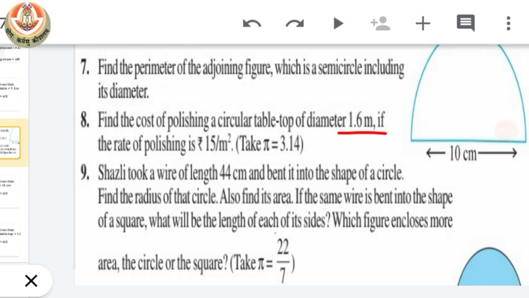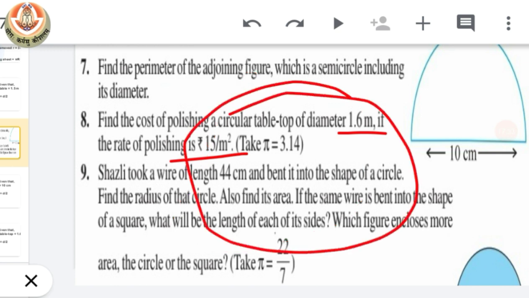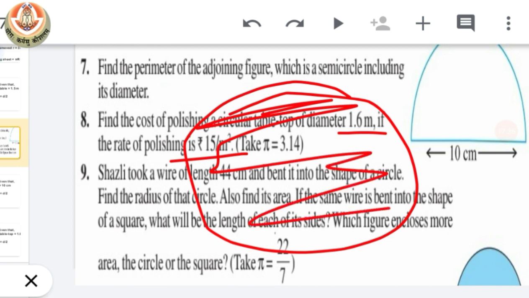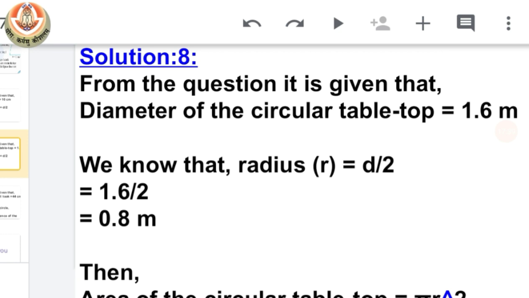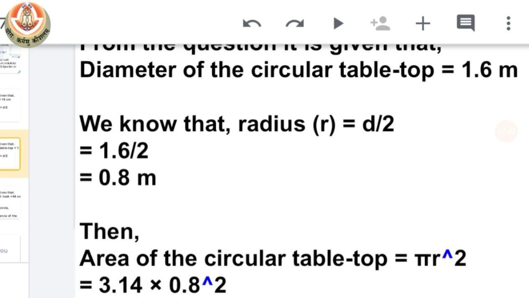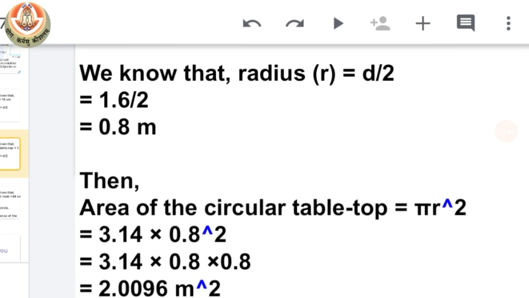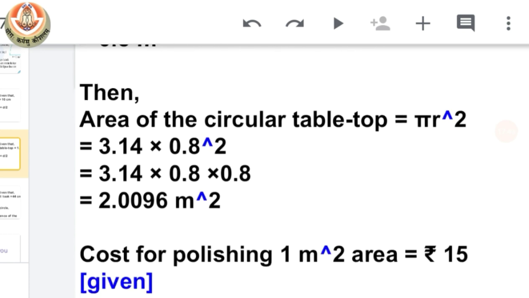If the cost is rupees 15 per meter square, that means first we have to find the area of this circular table top, because we are polishing on its area. So first we have to find the area. We are given diameter 1.6 meter, so first we have to find the radius, that is half of 1.6 meter, which will be 0.8 meter.